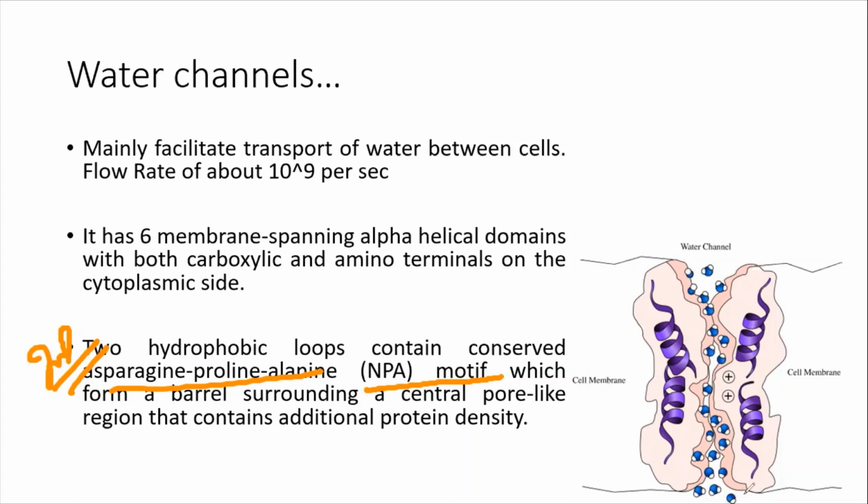Now, see the figure over here. It's alpha helices. This is the outer and inner membrane. Now you can see that your NPA motif is present over here. Asparagine is a positively charged amino acid, proline is a secondary amino acid, and alanine is non-polar. So you have got the plus charge over here of arginine. These are the positively charged amino acids which interact with the water molecules and allow them to move from one side to the other side.